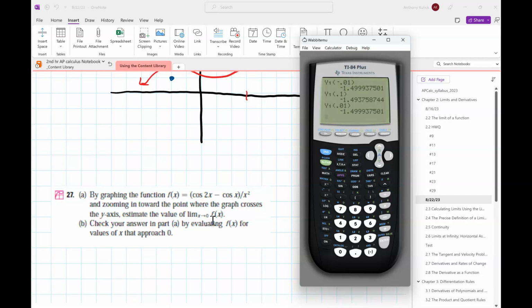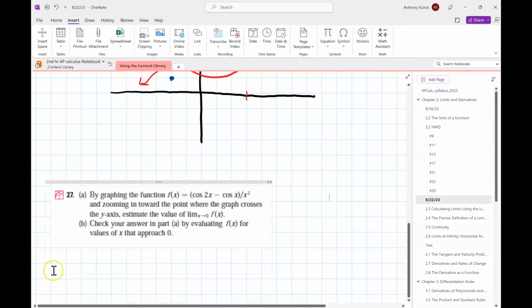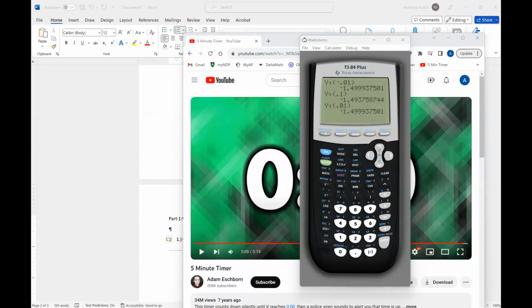Could you do number 11? Sure. Screen cap.